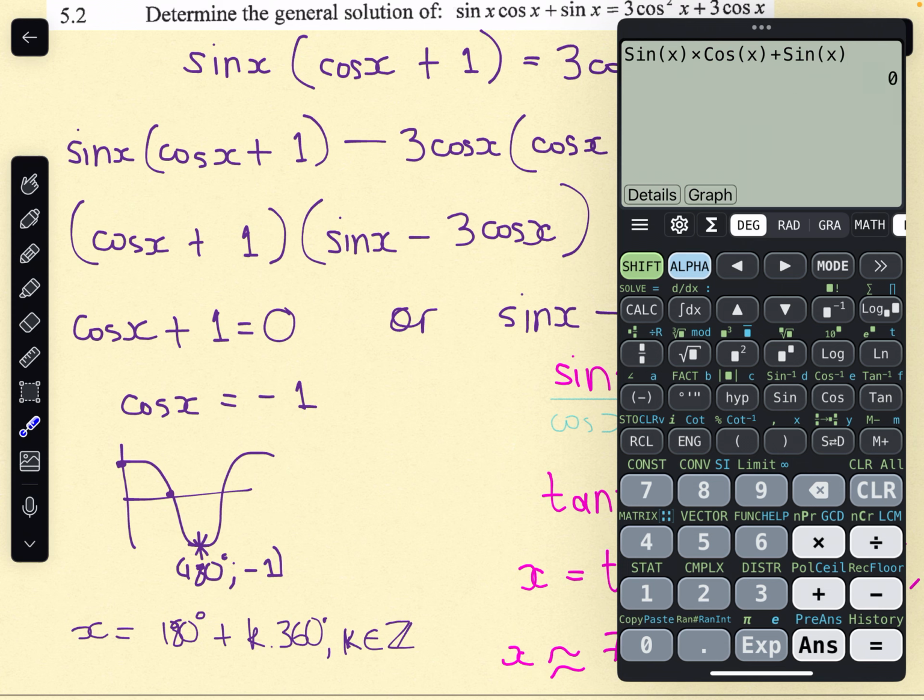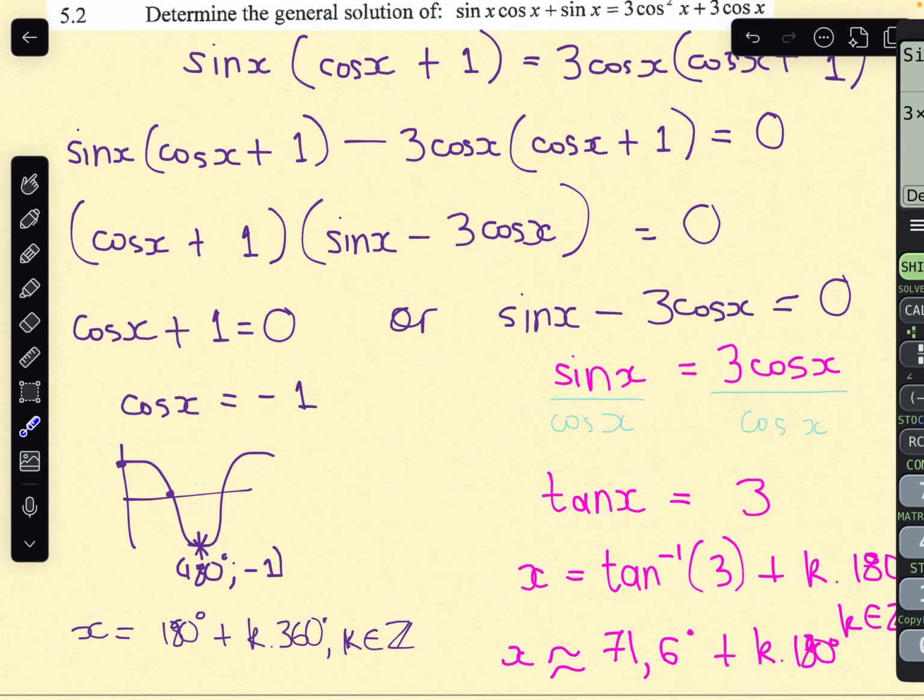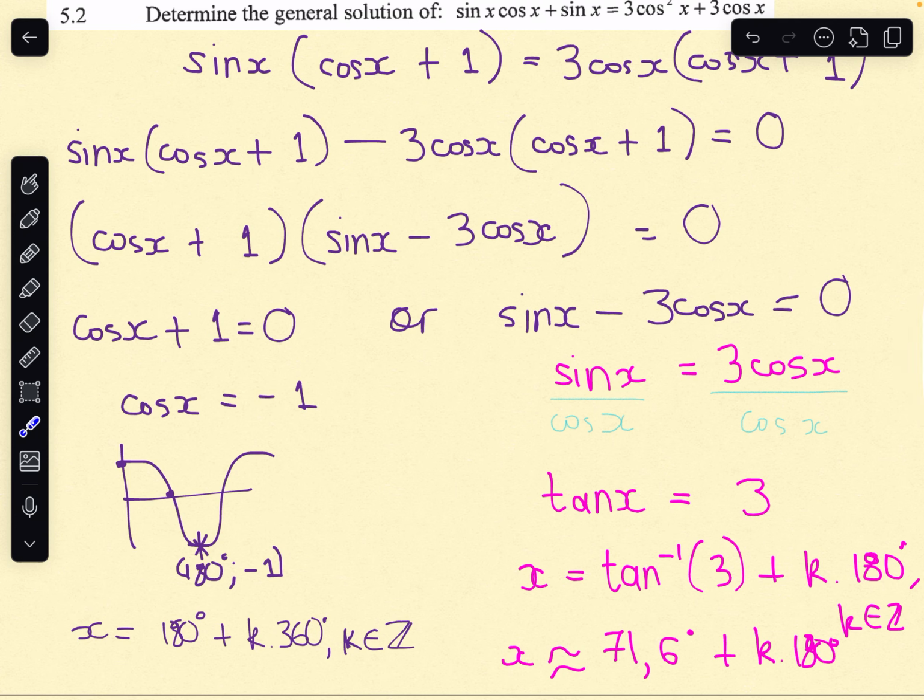Nice. So now on the other side, do we get the same thing? 3 times cos of x squared plus 3 times cos x. And we do indeed get 0. So we are feeling very confident now that we have nailed this.